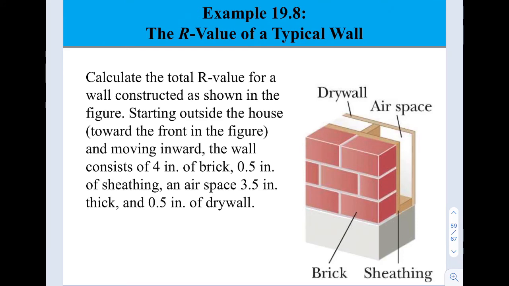Example 19.8, the R value of a typical wall. Calculate the total R value for a wall constructed as shown in the figure. Starting outside of the house towards the front in the figure and moving inward, the wall consists of 4 inch of brick, 0.5 inch of sheathing, an airspace 3.5 inch thick, and 0.5 inch of drywall. So this is the constructed wall.